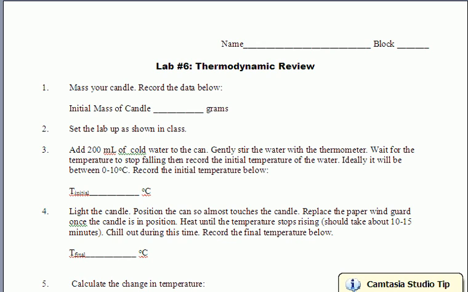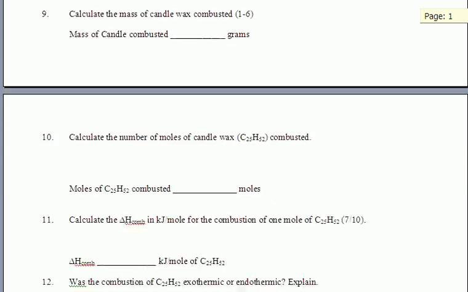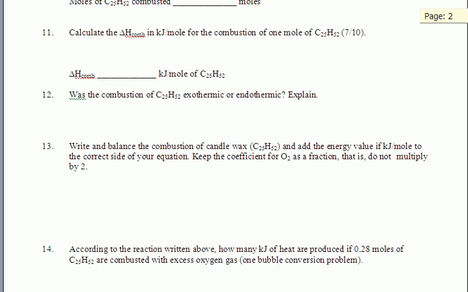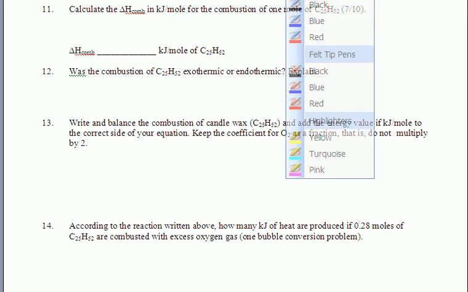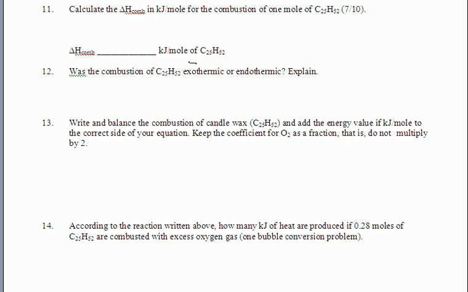Okay guys, we're going to go over lab number 6. This is meant to be a review of thermodynamics. I'm going to start us off at problem 12, which asks, was the combustion exo or endothermic? The answer to this is exothermic, which will give this value a negative sign. This was because this reaction released heat.